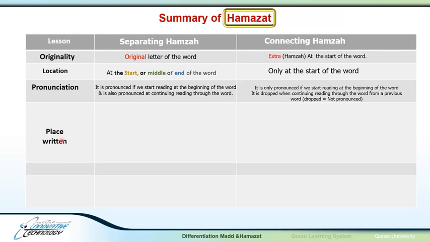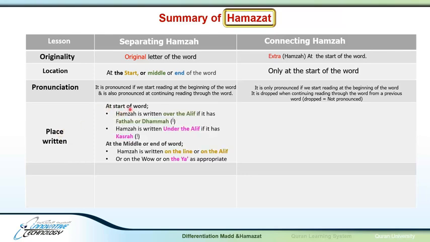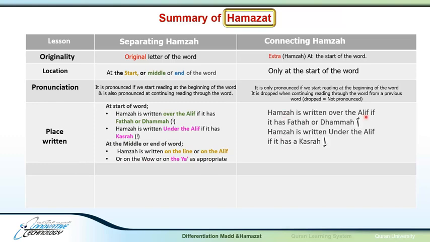Now we'll look at how the hamza is written depending on its place. If it is at the start of the word, it will be written over an alif if it has a fatha or dhamma, and will be written under the alif if it has a kasra. While if it is in the middle or the end of the word, then it would be written on the line, or on an alif, or on a waw or a ya, as appropriate for each situation. As for the writing of the connecting hamza, it's written over the alif if it has a fatha or dhamma, while it will be written under the alif if it has a kasra.